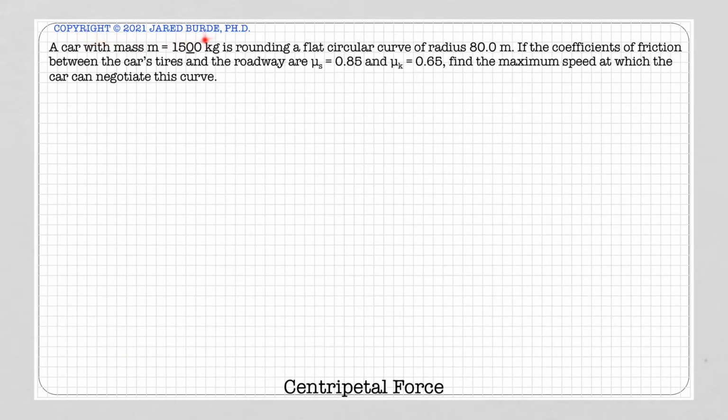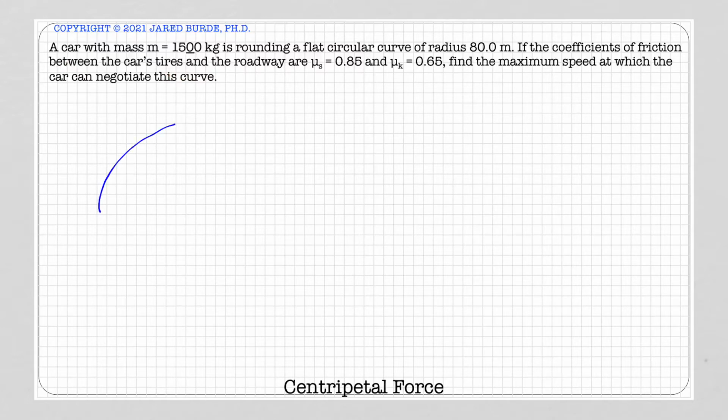Here we have a car with a given mass rounding a flat circular curve with a radius of 80 meters. We're given the coefficients of friction between the car's tires and the asphalt, and we want to find the maximum speed at which the car can negotiate this curve.